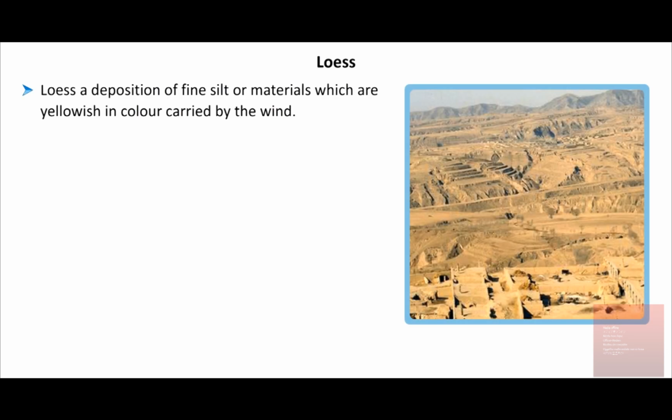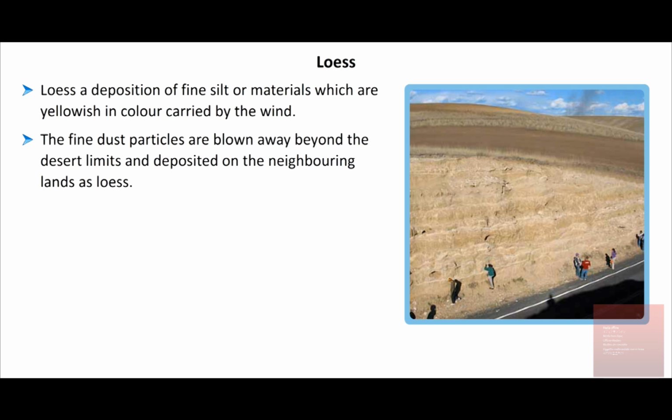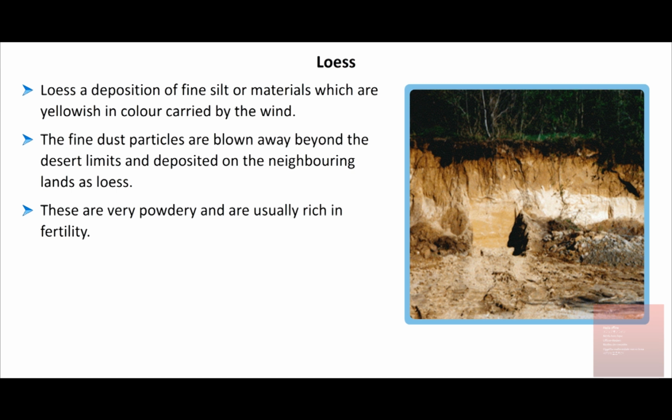Loess, a deposition of fine silt or materials which are yellowish in color carried by the wind. The fine dust particles are blown away beyond the desert limits and deposited on the neighboring lands as loess. They are very powdery and are usually rich in fertility.